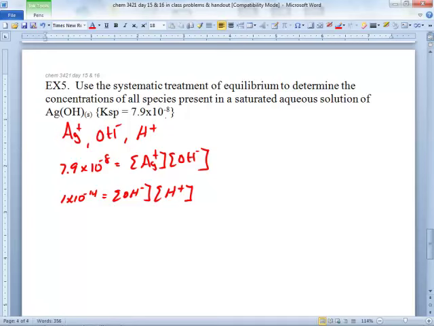Okay. Now there's no other K's. So now we're ready for charge balance.